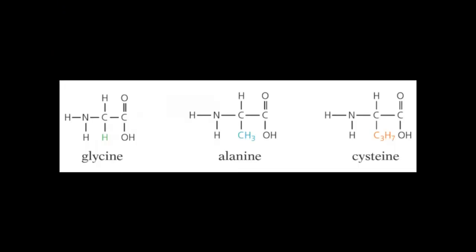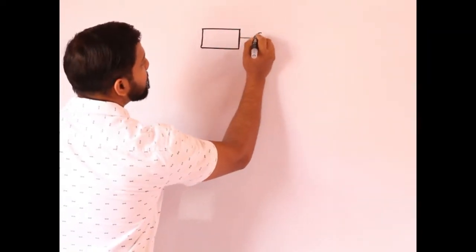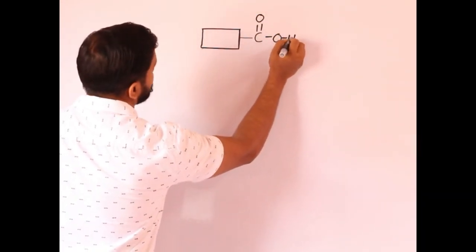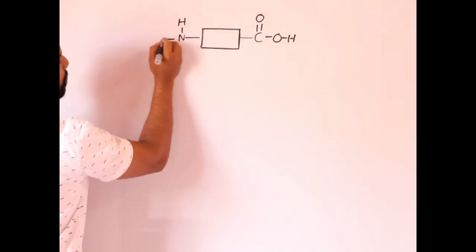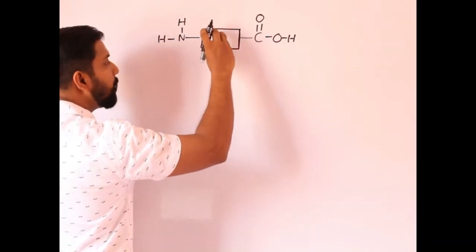Proteins are polymers built up from amino acids. These are three basic amino acids you can find in our body: glycine, alanine, and cysteine. An amino acid has a carboxylic group and also an amine group. It has some other groups also, but they have been simplified into this box.